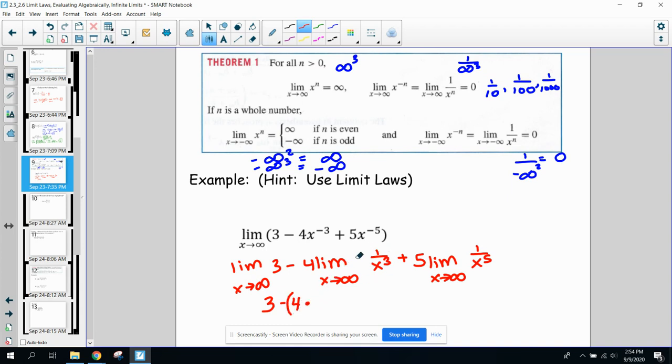Times the limit as x approaches infinity of 1 over x cubed. So I'm going to plug in infinity here, and this is similar to this idea up top. So I have 1 over infinity, so that's going to just approach 0. And then I have plus 5 times the limit as x approaches infinity of 1 over x to the fifth. Again, that's similar to that situation. 1 over infinity is just going to get closer and closer to 0. So this ends up just being 3.